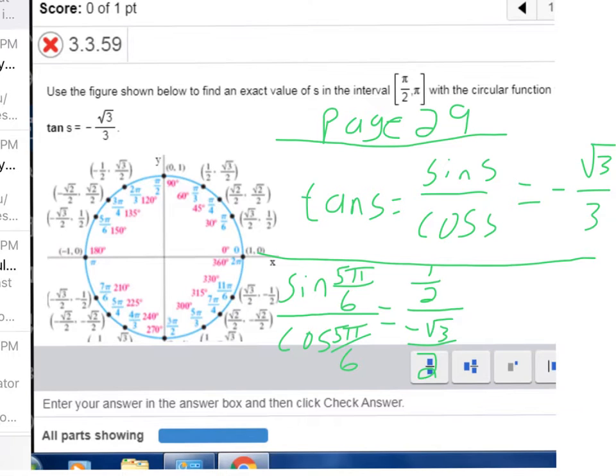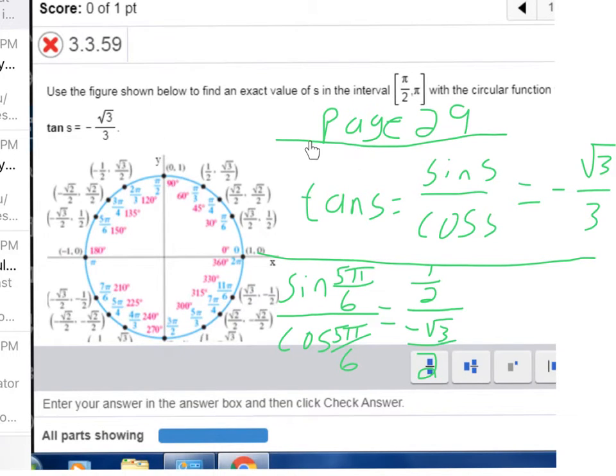Hello, I got your question from section 3.3. You said you understood that S is in quadrant 2. You want to find S given tangent of S equals minus square root 3 over 3.